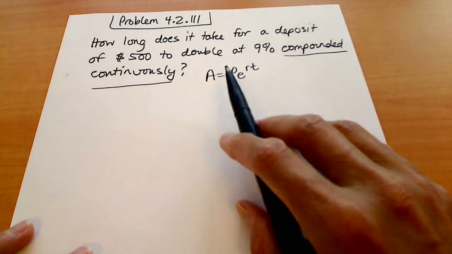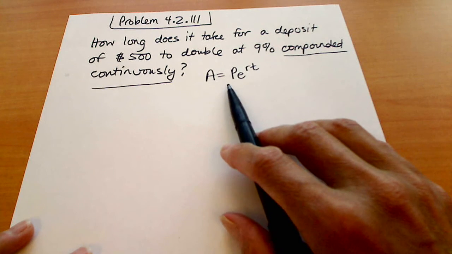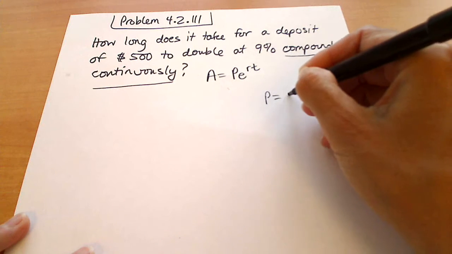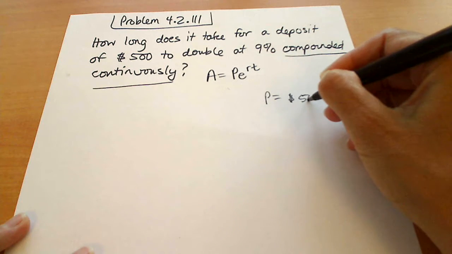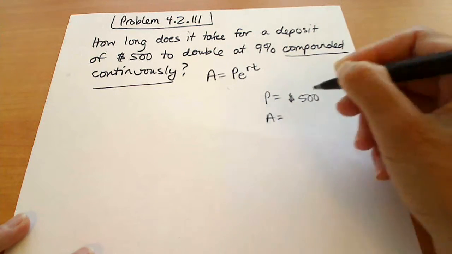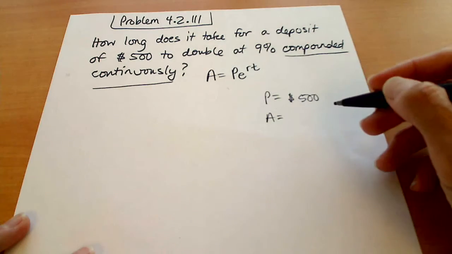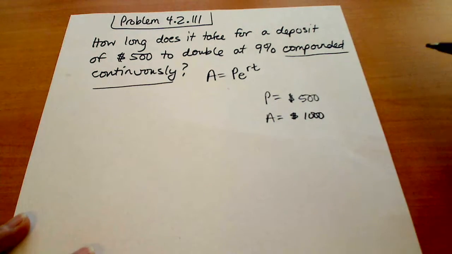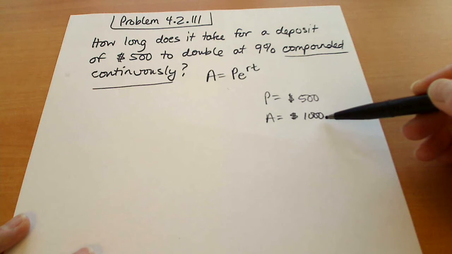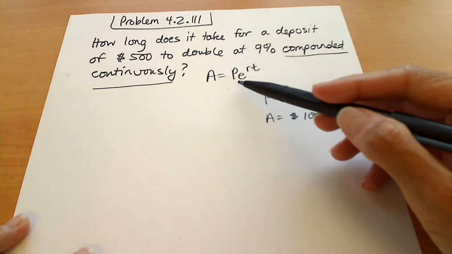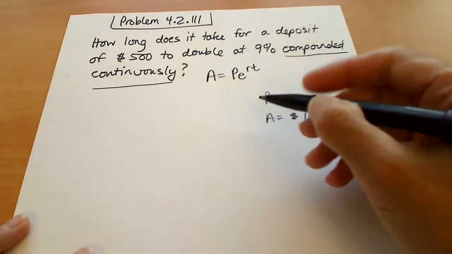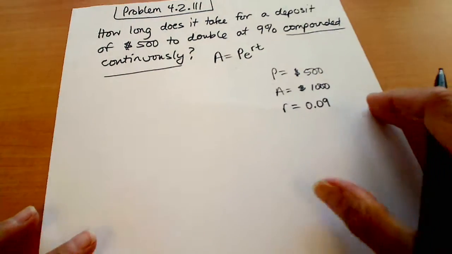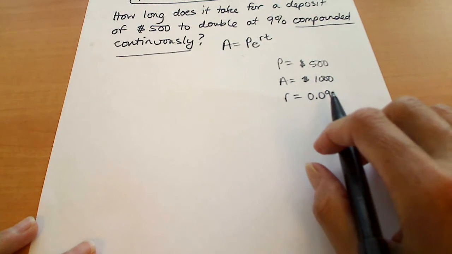So if we identify the pieces here, a deposit of $500 is actually the principal. And the amount, because they're telling us that it's going to be doubling, if we just double this $500 and get $1,000, then that would be our amount. So we have these two values that we can plug in. We also know the interest rate, and the interest rate here is 0.09.